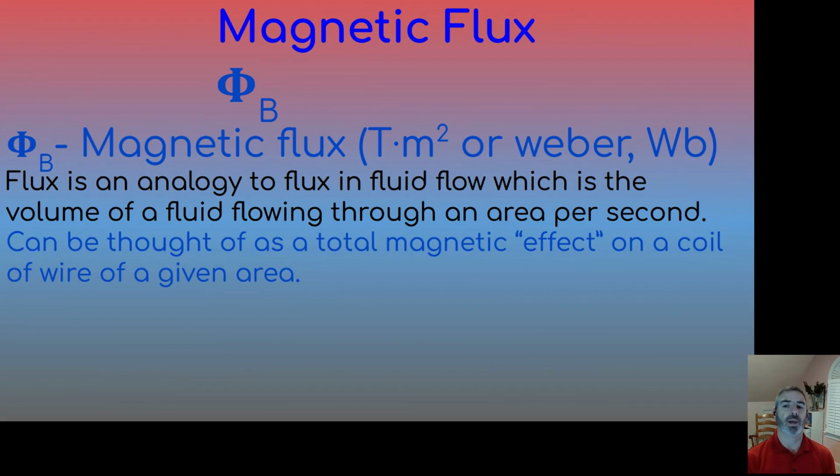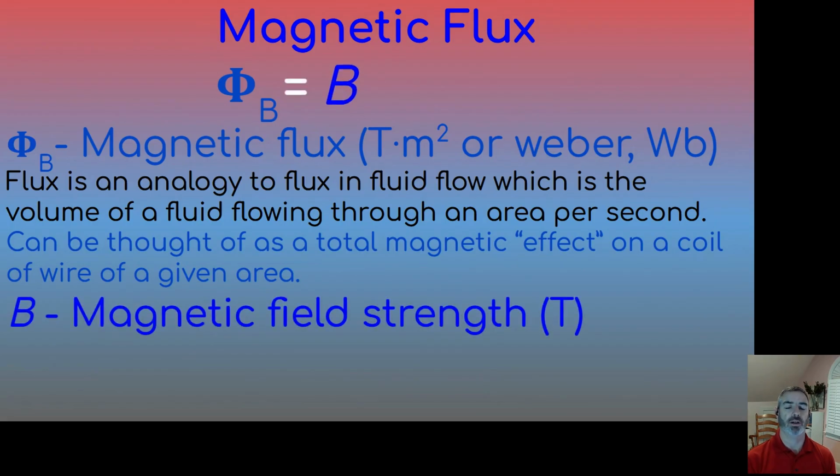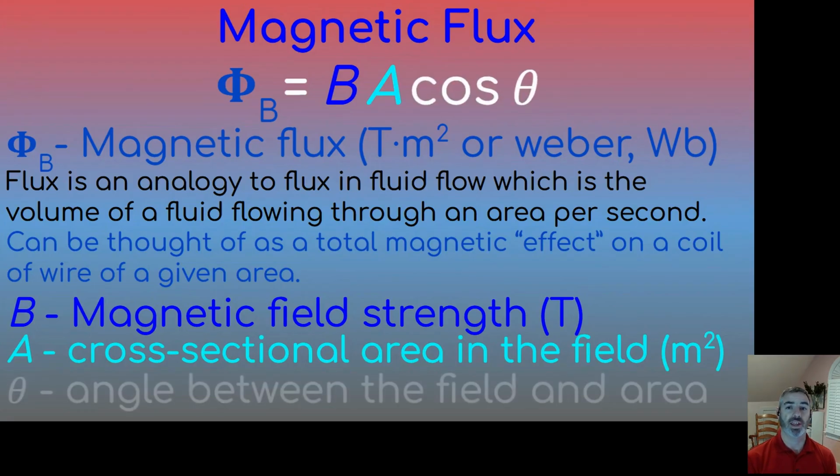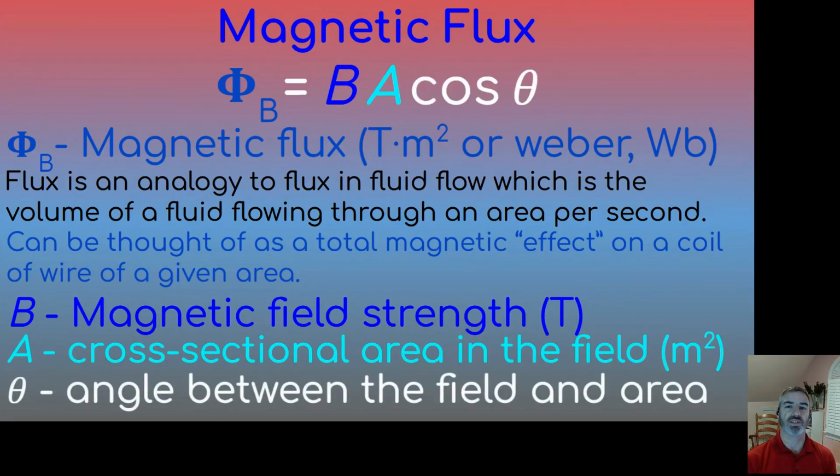Now, magnetic flux is equal to the magnetic field times the cross-sectional area. If there's an angle between the area and the magnetic field, since being parallel maximizes it, we multiply by cosine of theta, because if theta is 0, that gives us 1, which is the maximum value that we can have for a magnetic flux. So theta is the angle between the field and the area vector.